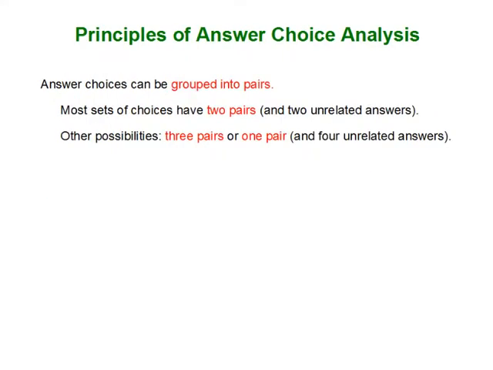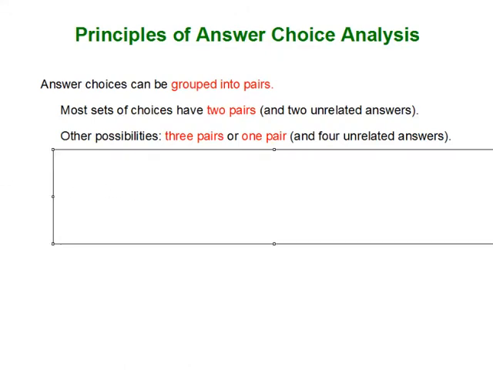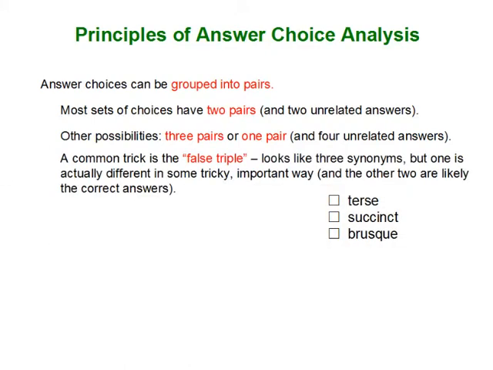So when we talk about answer choice analysis, it can be a very powerful tool. We want to make sure we really know how to use it first. So grouping them into pairs. Most sets of choices are going to have two pairs and two unrelated answer choices, though there are other possibilities. One other possibility is that there are three pairs, or that there's only one pair and four completely unrelated answer choices. Now, of course, if we have the latter, a one pair set of answers is probably going to be a very easy problem rather than a more difficult problem. So we wouldn't expect to have as much difficulty with that one in the first place.